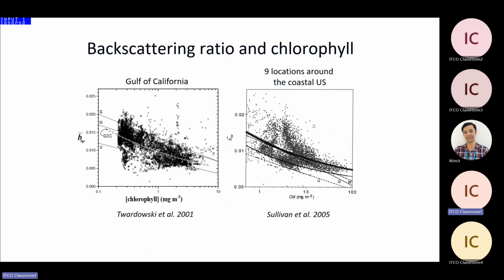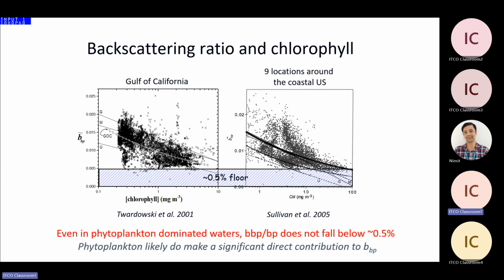We've done a lot of work looking at the backscattering ratio and chlorophyll. On the left is the Gulf of California. On the right are lots of different locations around the coast of the United States. Very similar relationships. When you have high chlorophyll, you see this kind of wedge going towards about a 0.5% floor.